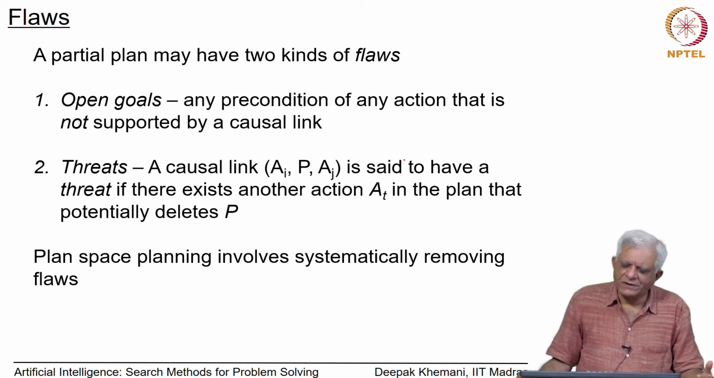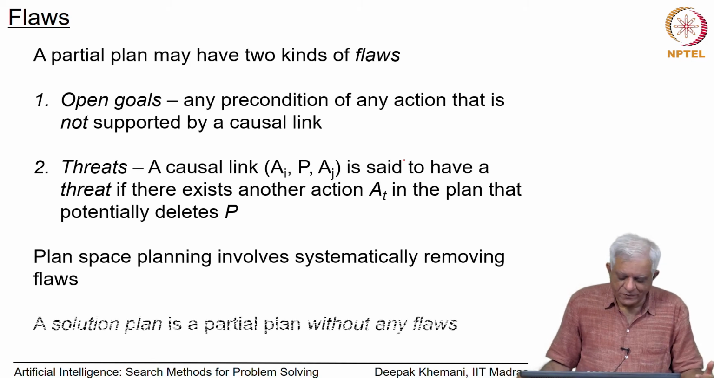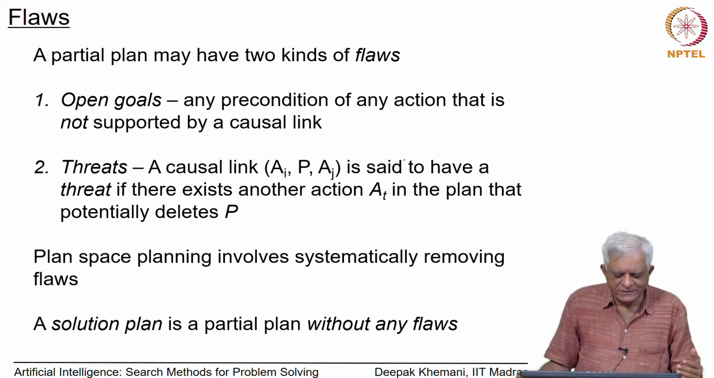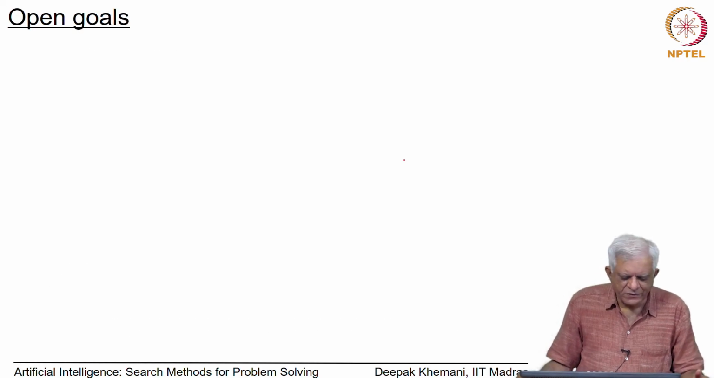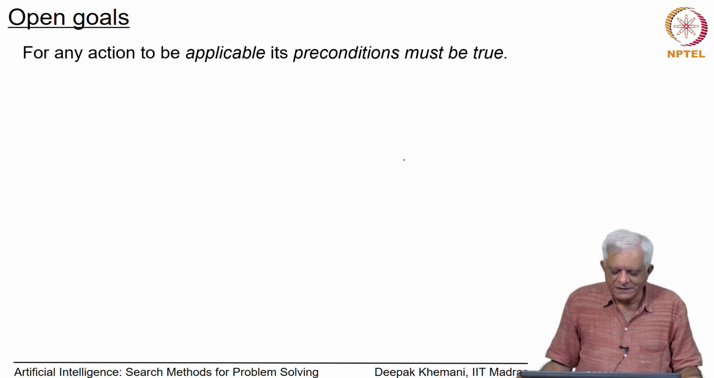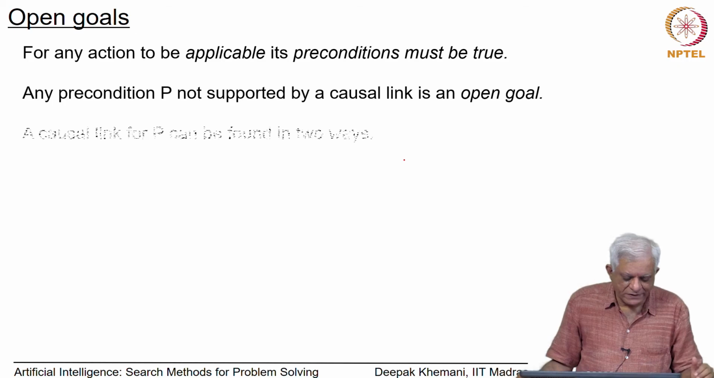Now, plan space planning in all its different variations that people have tried is essentially systematically removing the flaws one by one, and if you have managed to remove all the flaws, then we say we have a solution plan essentially. So, let us now address this question of how to remove these two kinds of flaws. The first and simpler of the flaws is open goals. As we observed, for any action to be applicable, its preconditions must be true, and the preconditions are provided by a causal link. So, any precondition that is not supported by a causal link is an open goal, and we must somehow cater to that.